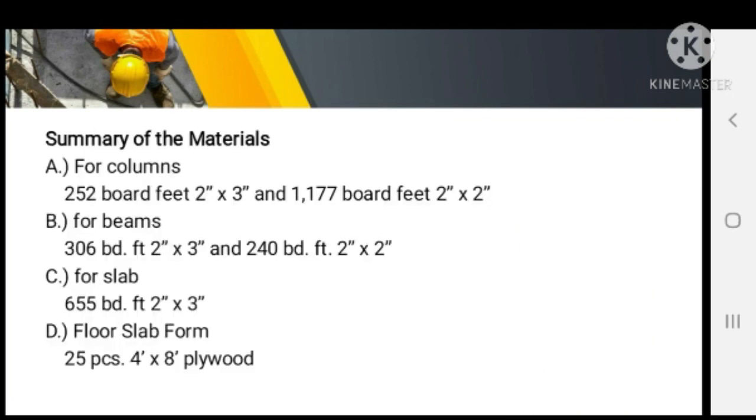So in summary, the materials needed for columns, beams, and slab. For columns, we need 252 board feet of 2 inch by 3 inch and 1,177 board feet of 2 inch by 2 inch. For beams, we need 306 board feet of 2 inch by 3 inch and 240 board feet of 2 inch by 2 inch. For the concrete slab, we have 655 board feet of 2 inch by 3 inch. For the floor slab form, we need 25 pieces of 4 feet by 8 feet plywood.